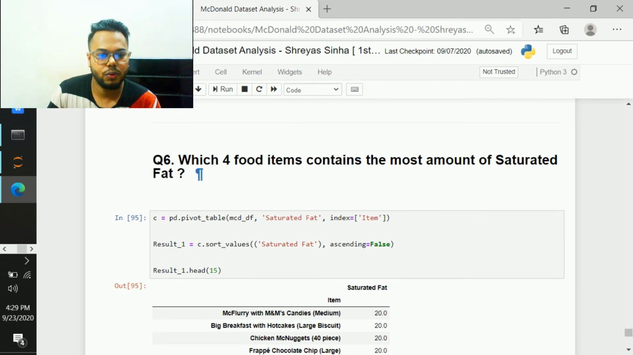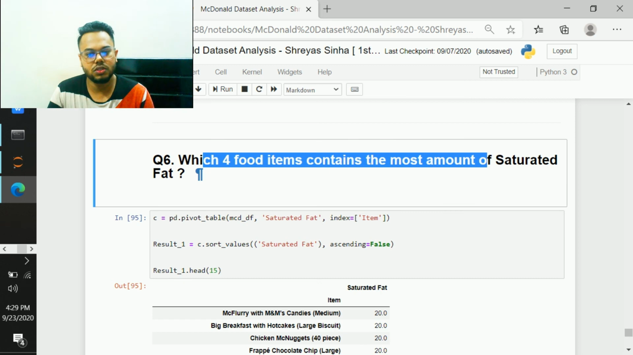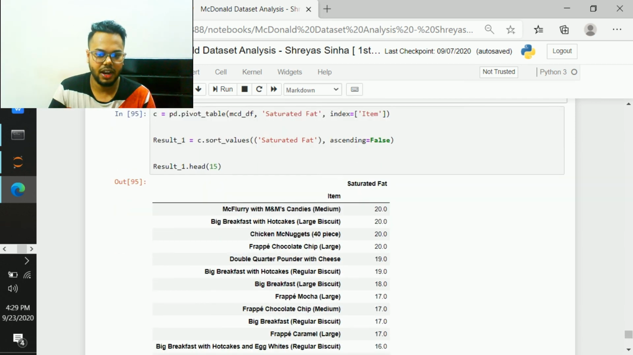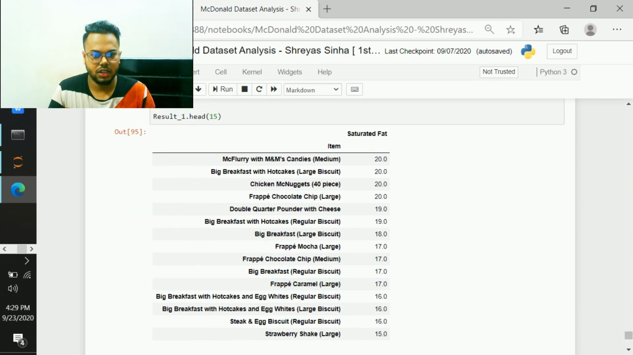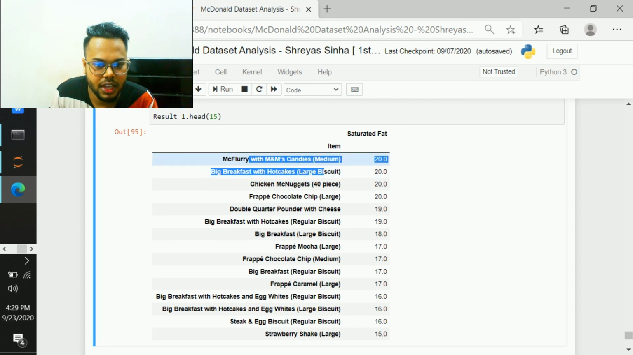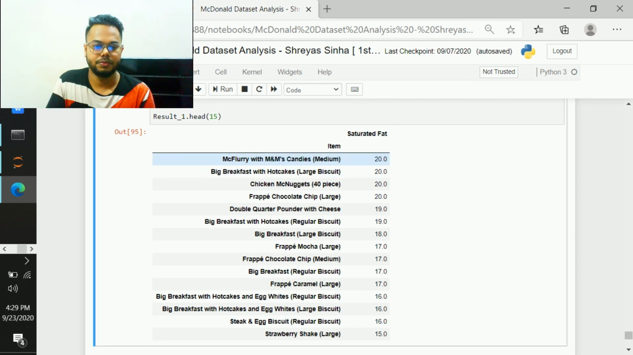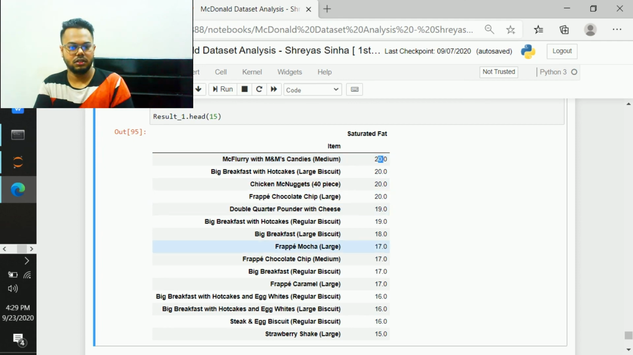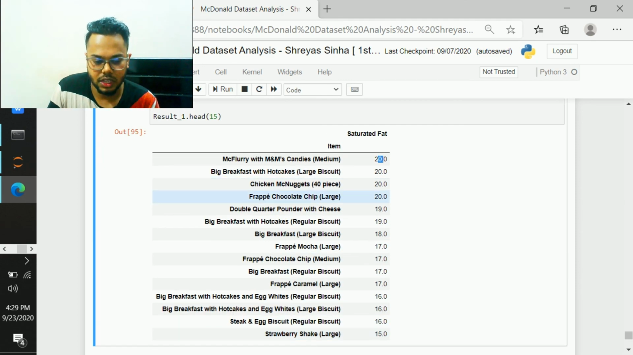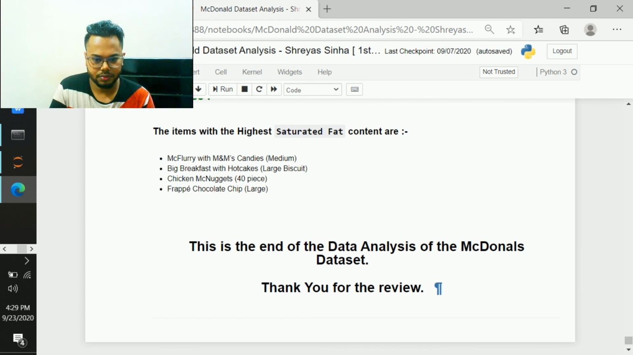Now, which four food items contain the most amount of saturated fat, right? We have done the sorting within the same column, which is food items. We are still talking about food items, and among them, the item which has the highest, the winner, is the McFlurry with M&Ms candies, medium, which has about 20 of saturated fat, right?